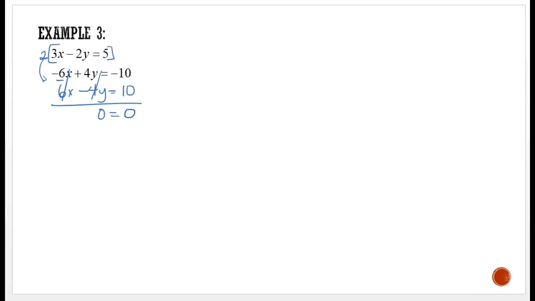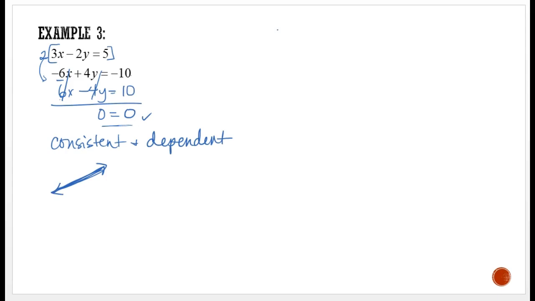All right, so this is still a true mathematical statement, right? But x and y disappeared. So what does that mean? That means that this is consistent and dependent. That means that these two equations are basically the same line on the graph. They have infinitely many solutions.